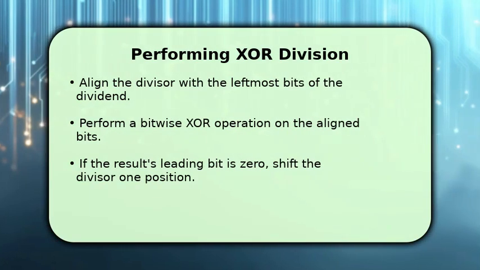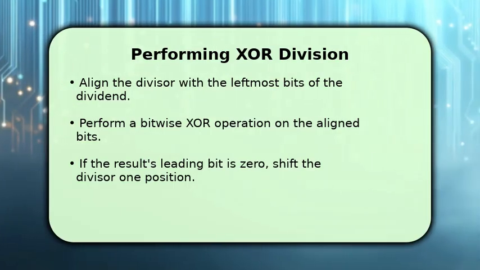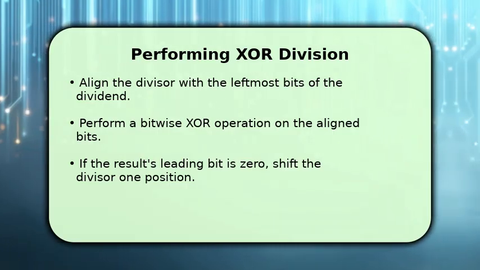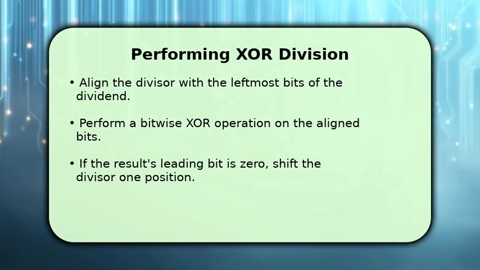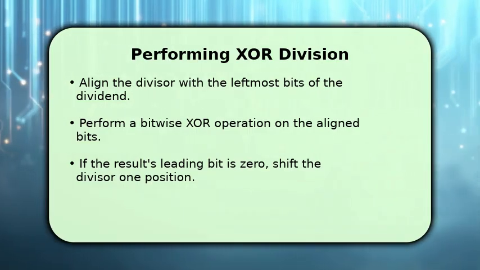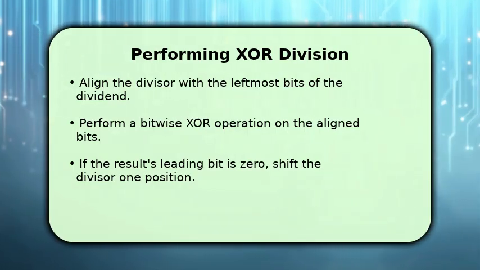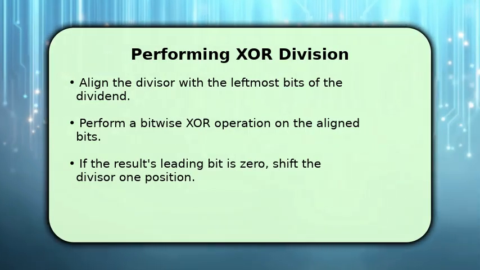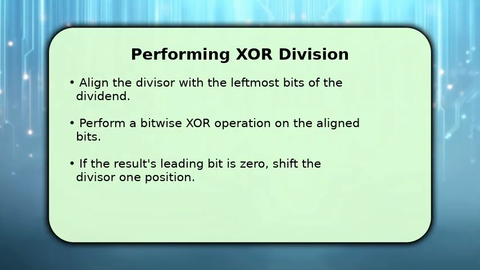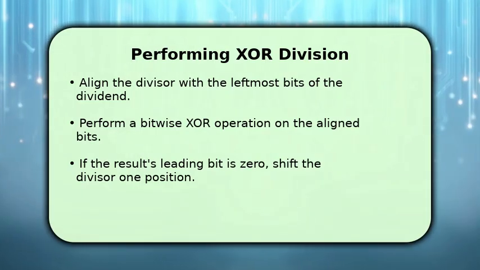Now, let's walk through the steps of performing XOR division. First, you align the divisor with the leftmost bits of your dividend. Then, you perform a bitwise XOR operation on those aligned bits. If the result of this XOR has a leading 0, you simply shift your divisor one position to the right. If the result has a leading 1, you write down a 1 in your quotient and use that result for the next step. You continue this process, bit by bit, until the entire dividend has been processed, leaving you with a remainder.